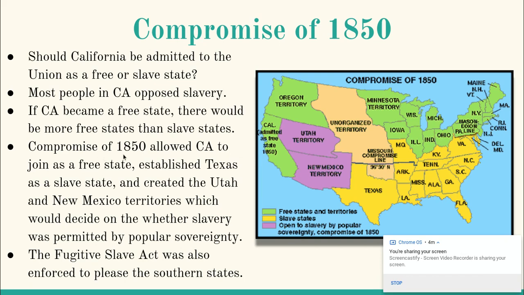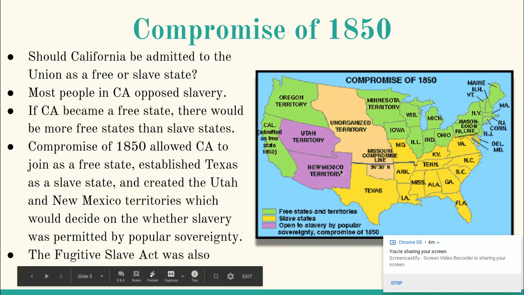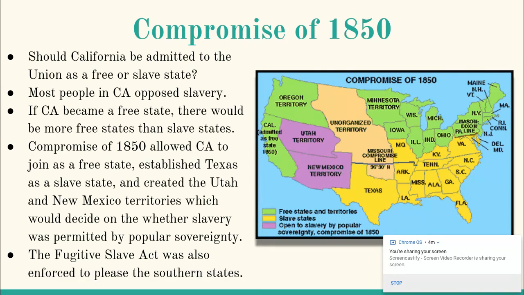So the Compromise of 1850 allowed California to join as a free state. It then established Texas as a slave state. So there we go. It balanced it out and created the Utah and New Mexico territories, which would decide on slavery by popular sovereignty. So those people in that area, which is over here, Utah and New Mexico, when there got enough population there, they would then vote on whether or not they should be a slave or a free state.